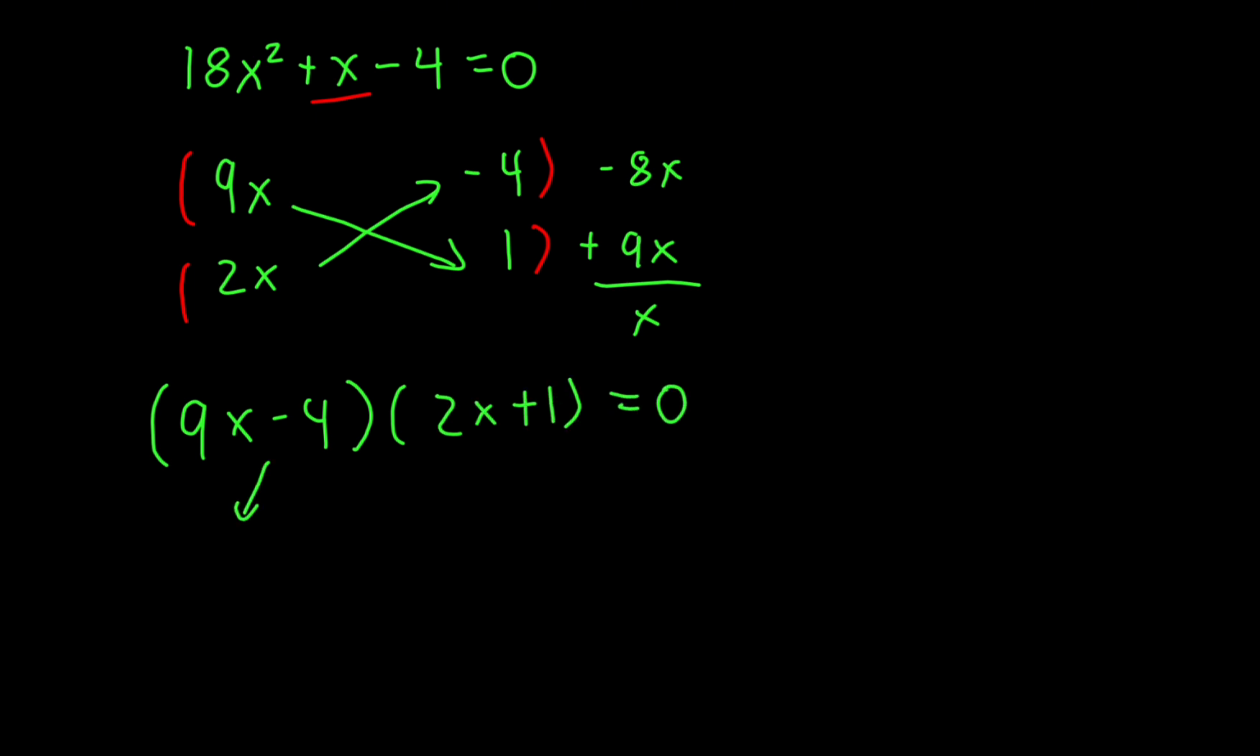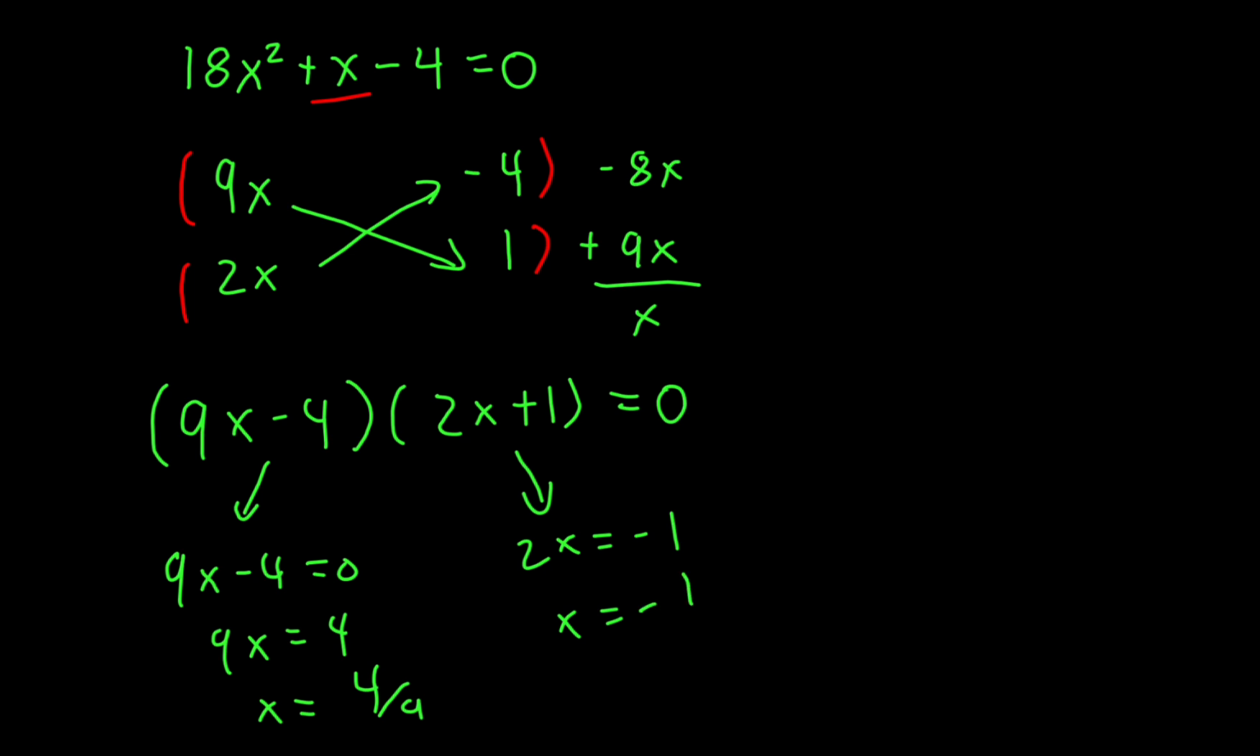Then I solve it like any other quadratic. I set each bracket equal to 0, and I solve for x. So x equals 4 over 9, and x equals negative 1 over 2.